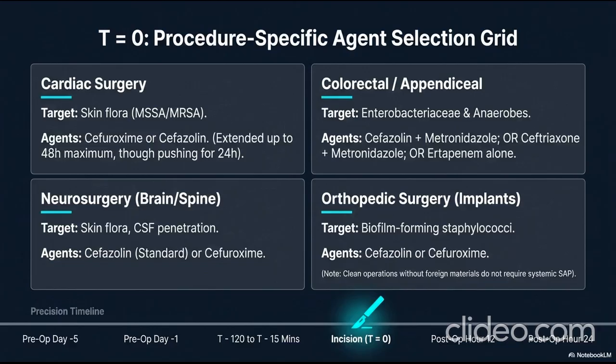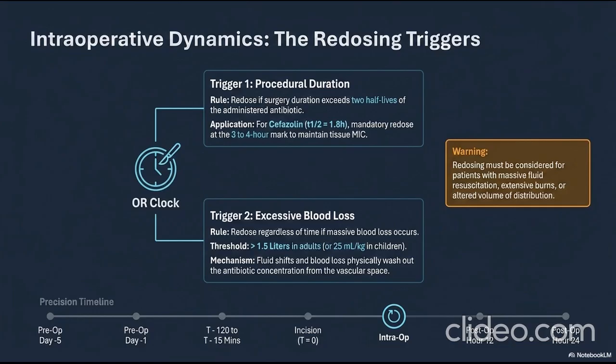Slide 8. Intraoperative Dynamics. The redosing triggers. The OR clock dictates our intraoperative triggers. There are 2 non-negotiable rules for redosing. First, the procedural duration. If the surgery exceeds 2 half-lives of the drug, about 3 to 4 hours for cefazolin, you must redose to maintain the tissue MIC. Second, excessive blood loss. A threshold of 1.5 liters in adults necessitates immediate redosing regardless of time, as fluid shifts and blood loss physically wash the antibiotic out of the vascular space.